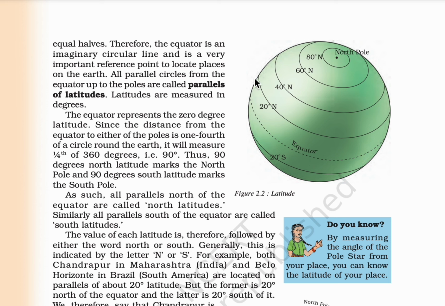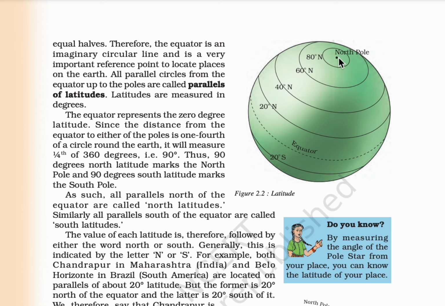The parallel circular lines to the equator are called the latitudes. In the northern hemisphere, all these are called the north latitudes. In the southern hemisphere, all these latitudes are called the south latitudes. These are measured in degrees. From the center of the equator, when you draw a line to the north or south pole, 90 degrees is obtained from the equator.